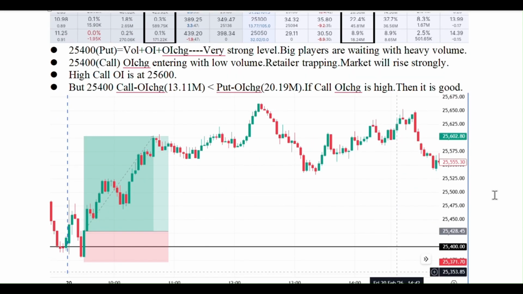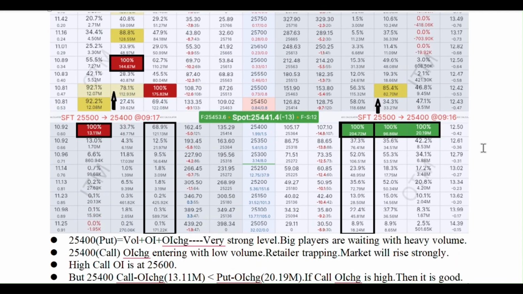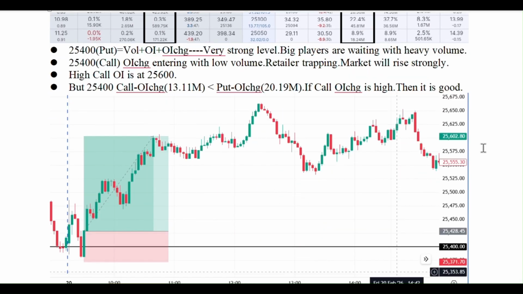So in this example, 25,400 is a strong support, put writers are dominating, call writing is relatively weak, and therefore the probability favors a bullish move toward 25,600. This is how you should analyze the option chain before taking a reversal trade.